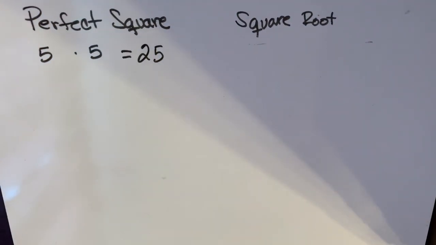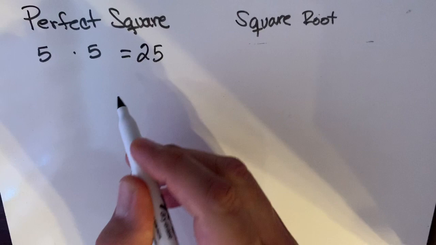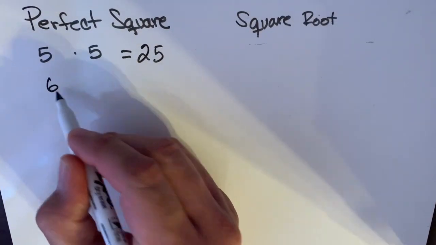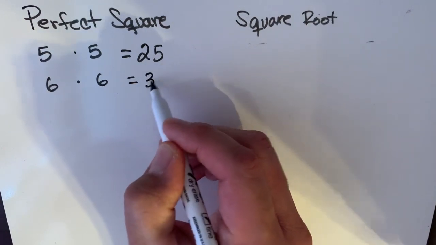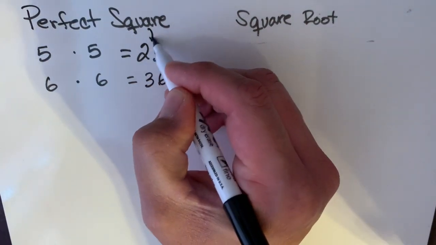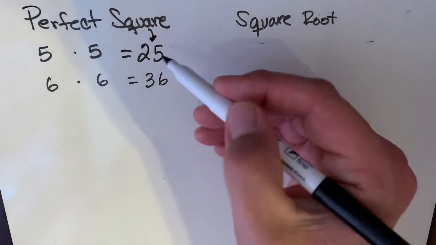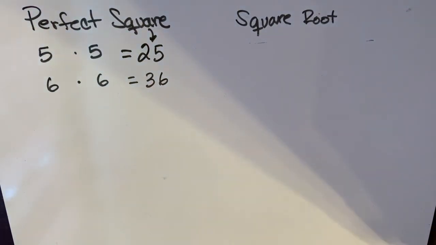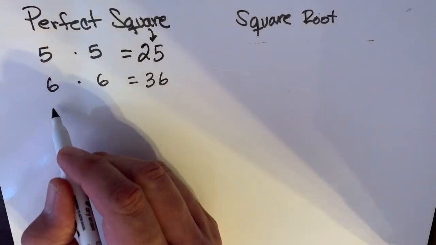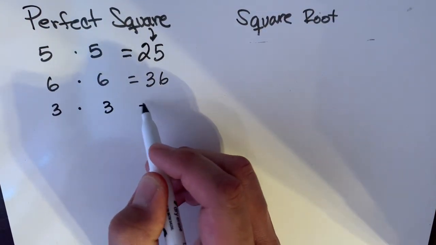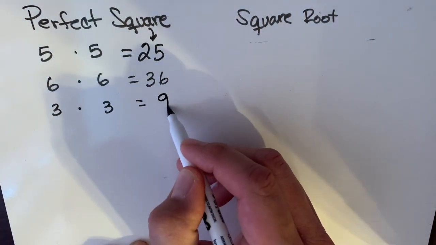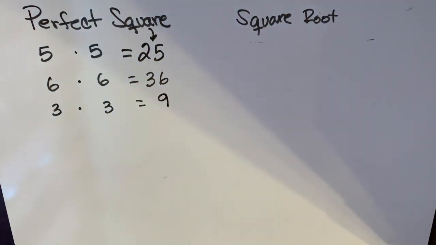Now, let's think of another perfect square. So if I multiply, say, 6 times itself, I get 36. So 36 is my perfect square. The perfect squares are 25, 36. Think of another number. So let's say if I multiply 3 times itself, I'm going to get 9. So 9 is another perfect square. These are examples of perfect squares.